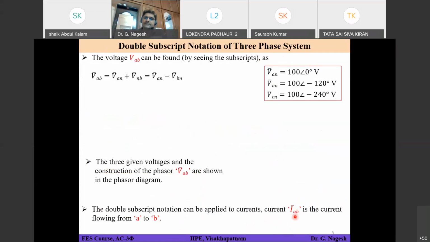Okay, just now we have seen that voltages VAN, VBN, and VCN are given by these three expressions. If I want to find out the voltage VAB, the voltage VAB can be found.